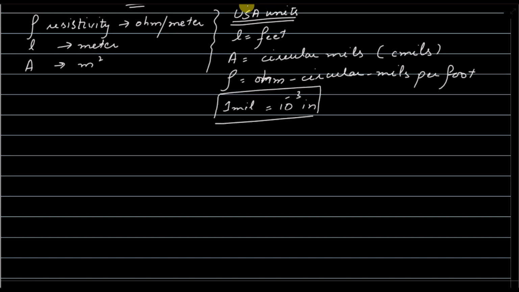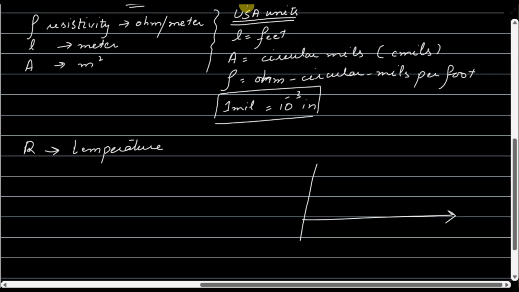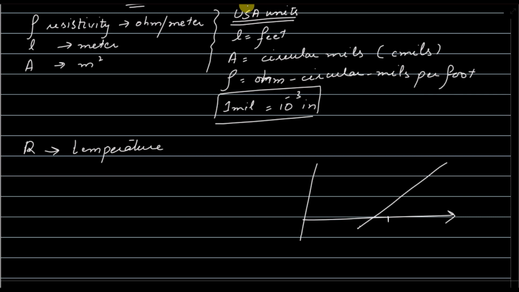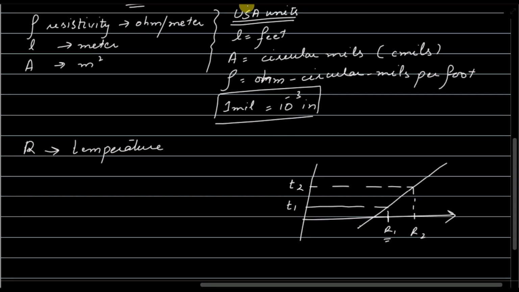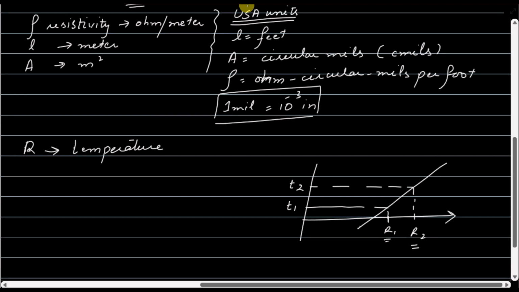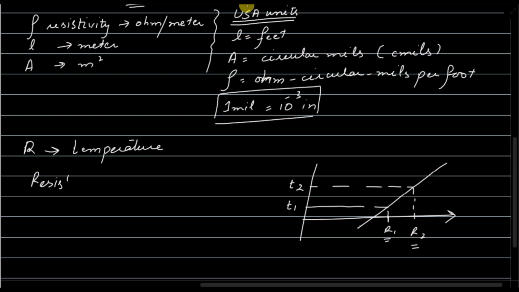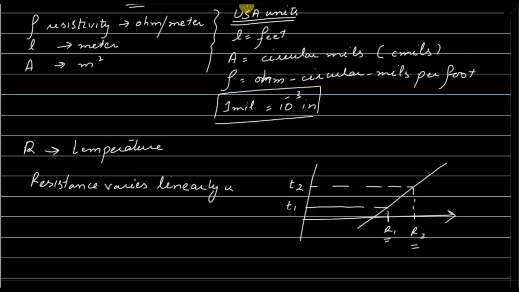Now there is another effect that has to be studied in case of measuring resistance: the resistance relationship with temperature. We know that the resistance increases linearly with temperature. For example, we have resistance R1 at temperature T1, and resistance R2 at temperature T2. So resistance actually varies linearly with temperature.